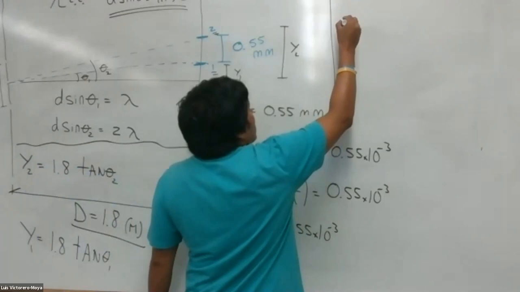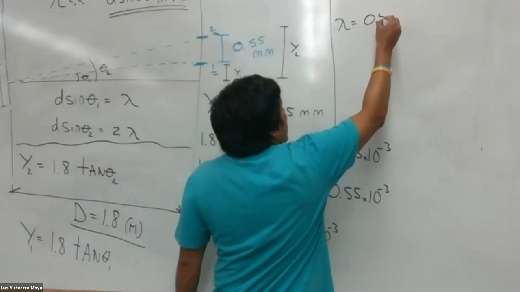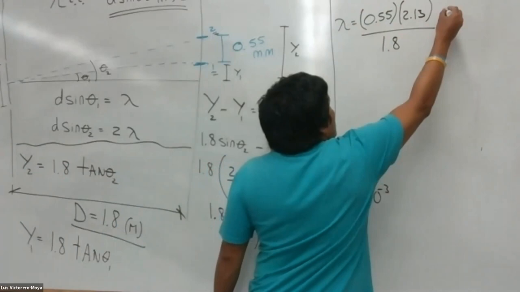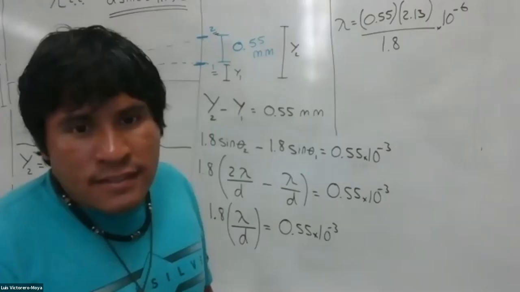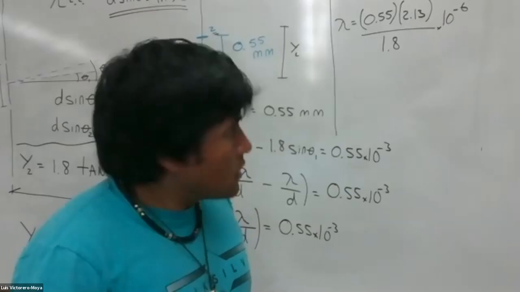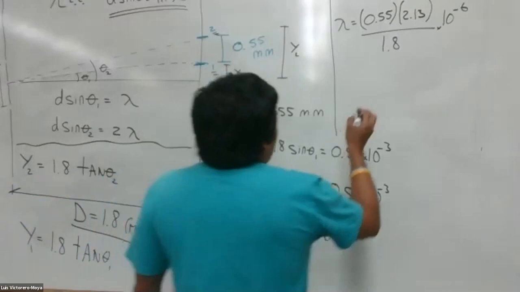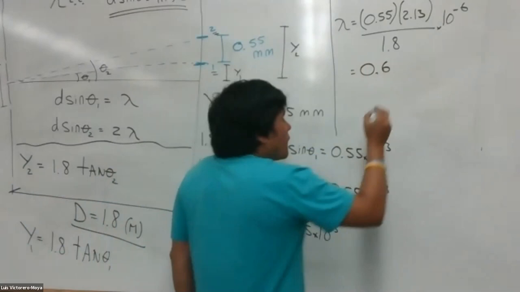So that divided by 1.8 times 10 to the negative 6. How did you get the 2.13? That's given. That's the distance between the slits. Okay, so that's nice. Look what I get: 0.651 times 10 to the negative 6.